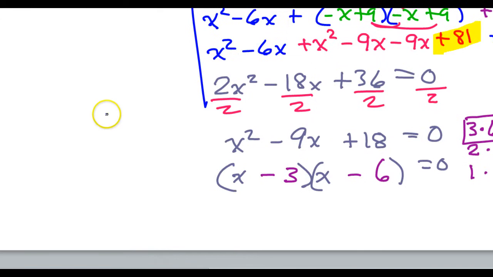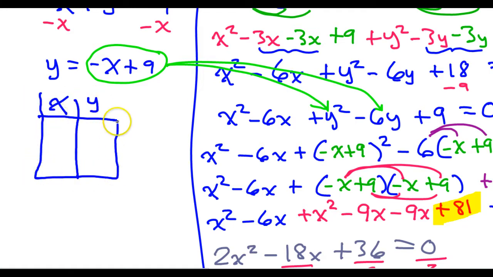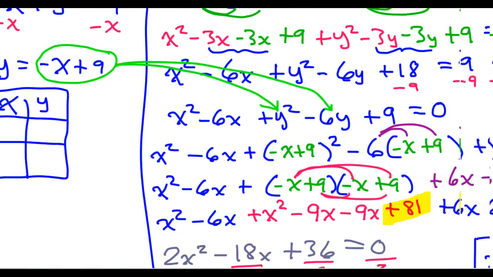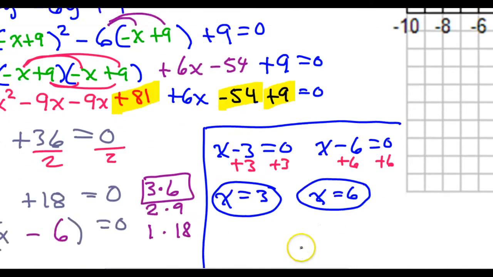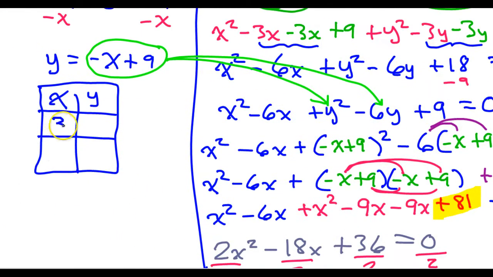But I need to find the y values that go with them. And the way I'm going to do that is using this equation right here. So I like to make a table of values when I do this. So I'm dealing with x's and y's in my table. All right, what were those x's again? 3 and 6? Yeah, 3 and 6. So I have the x values, which are 3 and 6. I just need the y values that go with them.